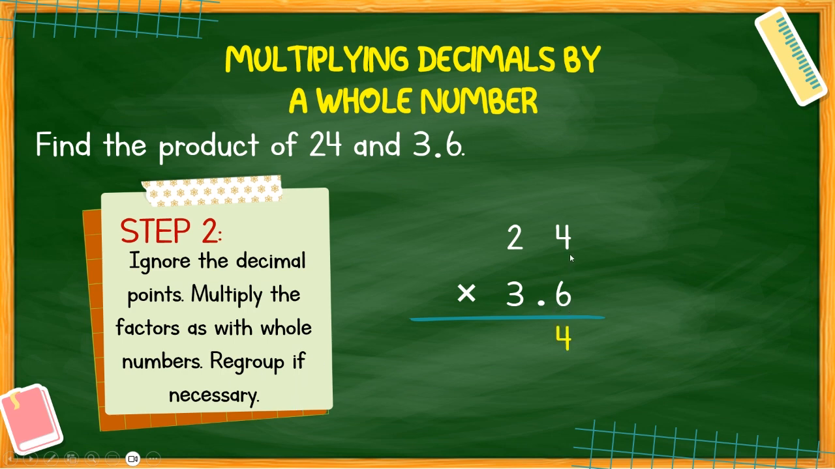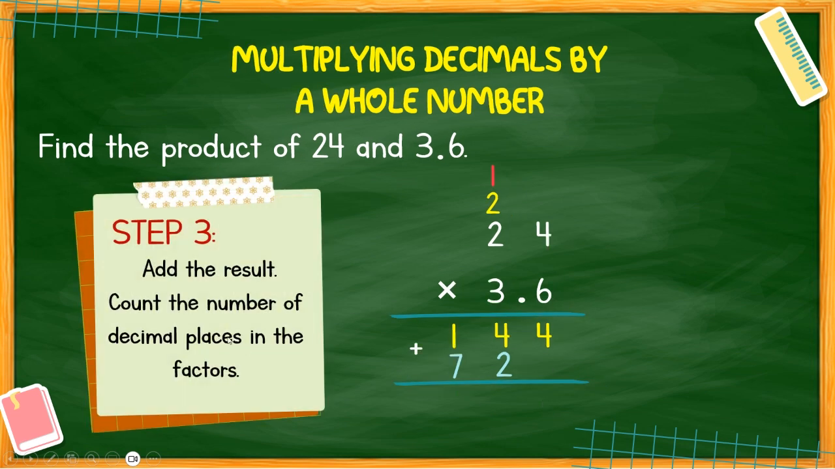So multiply 6 times 4, the answer is 24, regroup 2. 6 times 2, the answer is 12 plus 2, 14. And then 3 times 4, what should be the answer? 12, correct. So 2, regroup 1. And then 3 times 2, the answer is 6 plus 1, the answer is 7. And then proceed to the addition process. So bring down 4. And then add the results. 4 plus 2, the answer is 6. 1 plus 7, the answer is 8.